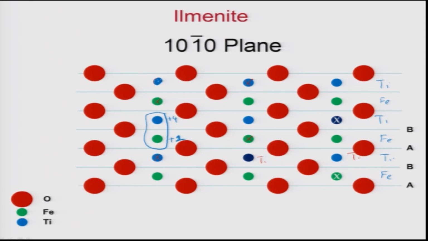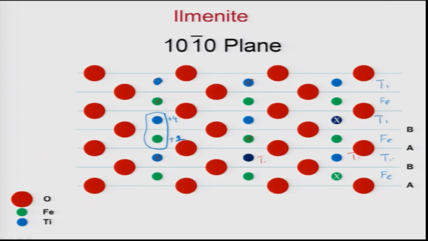If you have +4 and +2, basically they make a dipole, there is a charge distribution. However, what happens is that this dipole is pointing in one direction, but on the other side the other dipole is pointing in the other direction. So, as a result they both cancel each other. So, it does not have any dipole moment in the material as such.